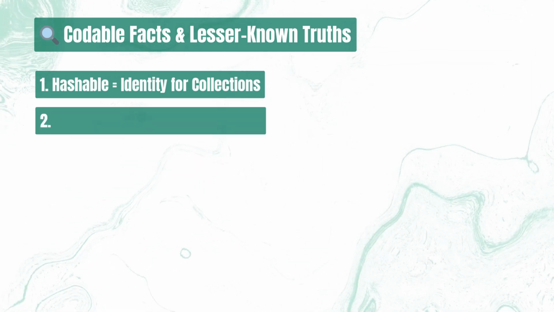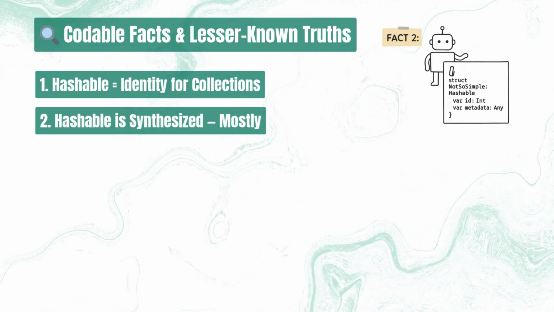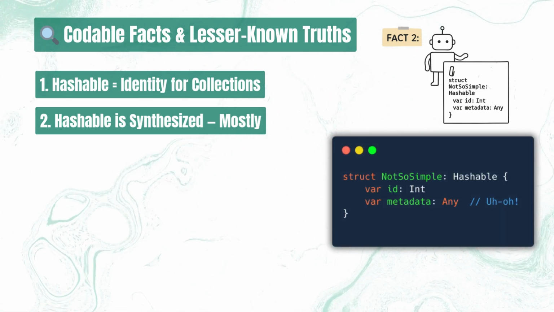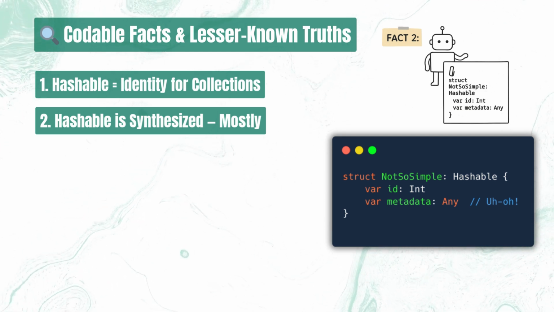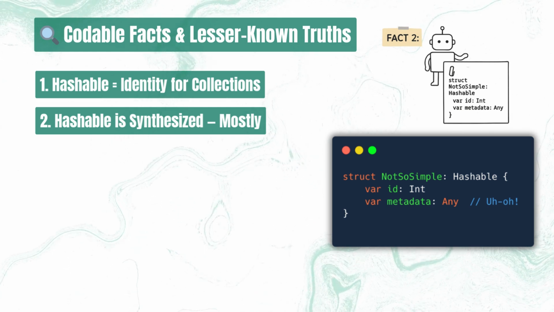If all your properties are already Hashable, Swift will synthesize the hash(into:) method for you. Just like Equatable and Codable, Swift does the heavy lifting until you give it something weird. It generates Hashable conformance for structs and enums.